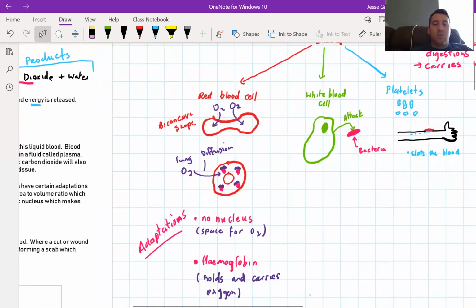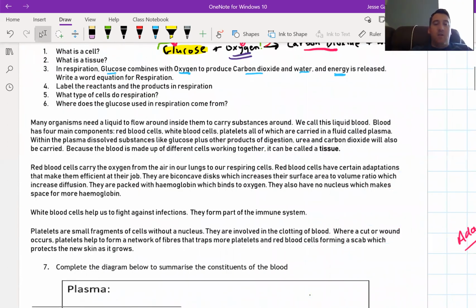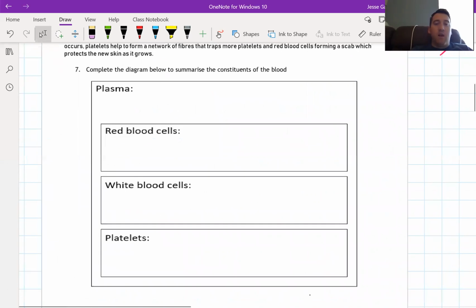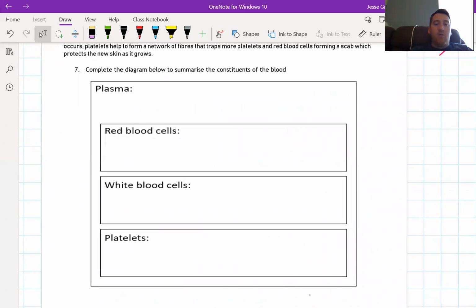All right, so it's your turn to do some practice on this stuff now. The first thing I would like you to do is complete the diagram below to summarize the constituents of blood. And let me show you what this means. Plasma is kind of in a box that surrounds everything else. And that gives you the idea of what plasma does. Plasma, again, if you can explain what it actually is here, so a few sentences, a few bullet points about what it is and what it does, that would be good.